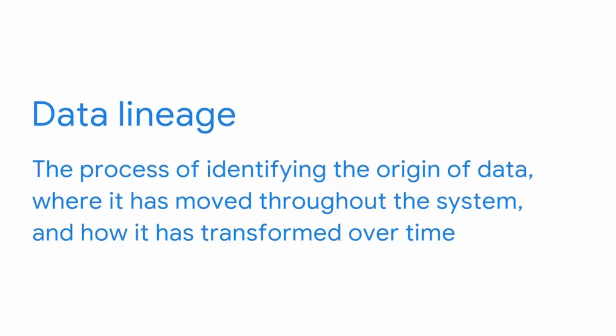Now, let's explore data lineages. Data lineage describes the process of identifying the origin of data, where it has moved throughout the system, and how it has transformed over time. This is useful because if you do get an error, you can track the lineage of that piece of data and understand what happened along the way to cause the problem. Then, you can put standards in place to avoid the same issue in the future.